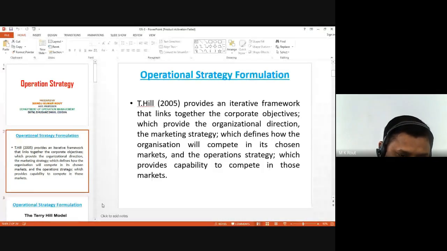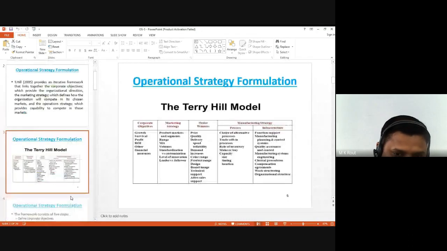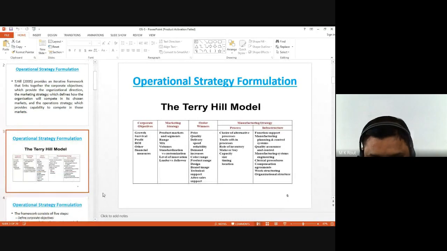Moving to the next slide, if you go to the wider scenario, especially with reference to the Terry Hill model and your operation strategy: in the corporate strategy, we have growth, survival, profit, return on investment, and other financial measures that should be considered. The next part is your marketing strategy, which also includes product market and segment: range, product mix, and product volume. The next part is standardization versus customization. The next is product innovation, known as the level of innovation. And the last one is leader versus follower.